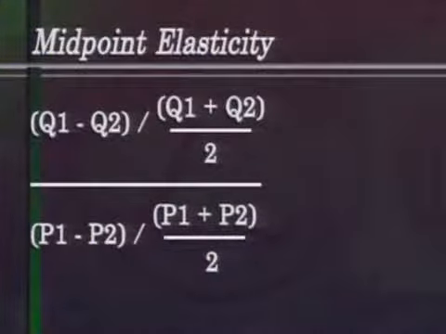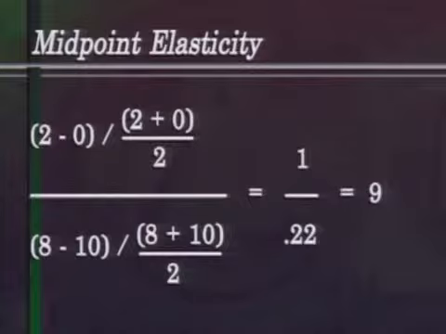Now, the second way of calculating elasticity is called the midpoint elasticity formula. In computing the midpoint elasticity, we want to know the elasticity over a range of prices. The formula is a little more complicated than for the point elasticity. The general definition again for elasticity is the percentage change in quantity demanded divided by the percentage change in price. For the midpoint elasticity, let's first calculate the percentage change in quantity. The formula is the change in quantity divided by the average quantity.